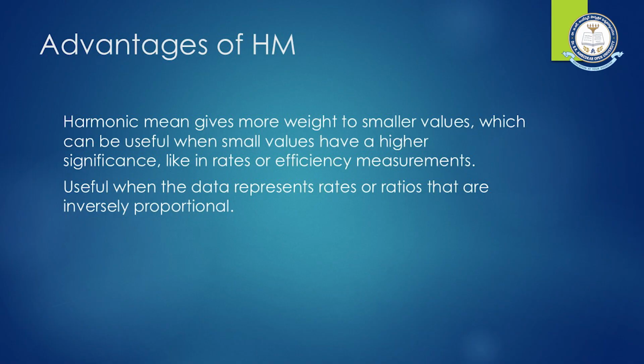So, let us now understand advantages of harmonic mean. Harmonic mean gives more weight to smaller values, which can be useful when small values have a higher significance, like in rates or efficiency measurements. It is useful when data represents rates or ratios that are inversely proportional.